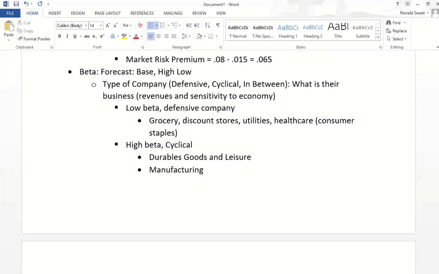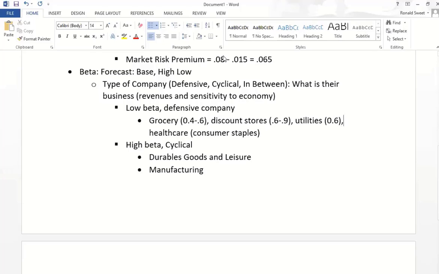Professor, you're saying low beta and high beta. On the low beta side, are you looking under 1 or closer to 1? Well, by low beta, I mean less than 1, but you know, on a grocery store you can get down to 0.4. Discount stores tend to be 0.4 to 0.6. Discount stores, you're probably in the 0.6 to 0.9 range. Utilities, you're probably in the 0.6 range.